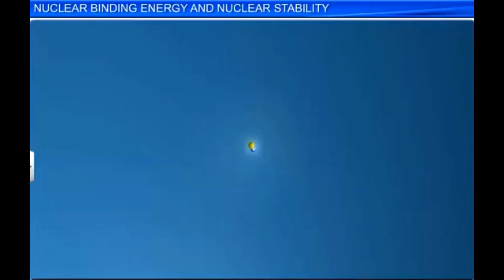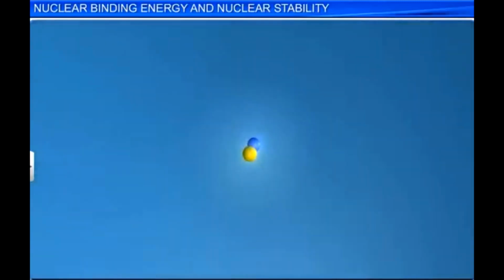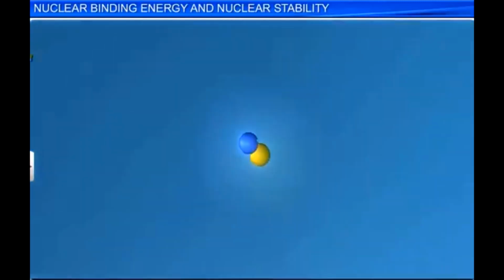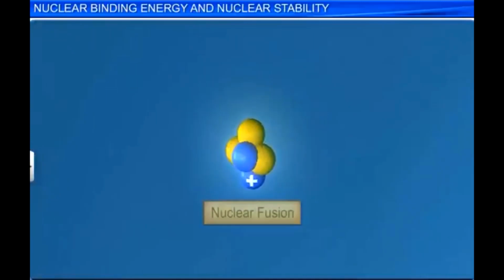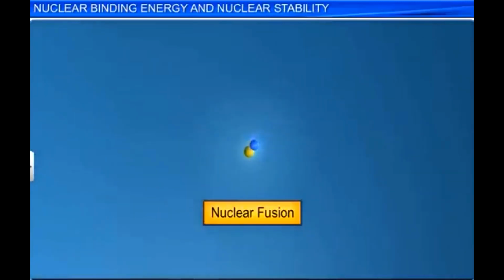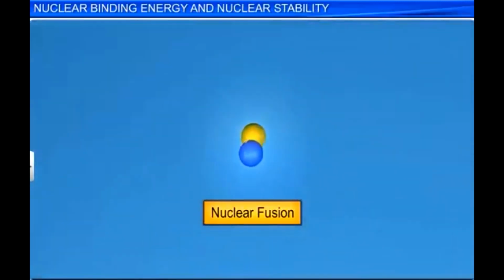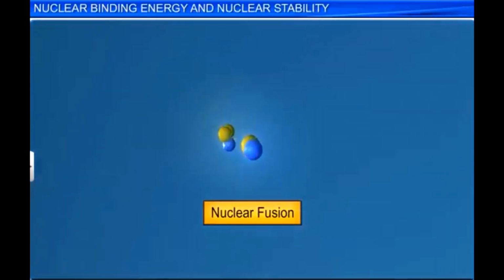Similar is the situation when two very light nuclei with A around 10 join to form a heavier nucleus by a process called nuclear fusion. The binding energy per nucleon of the fused heavier nucleus is more than the binding energy per nucleon of the lighter nuclei. This means that the final system is more tightly bound than the initial system. Again, energy would be released in such a fusion process.